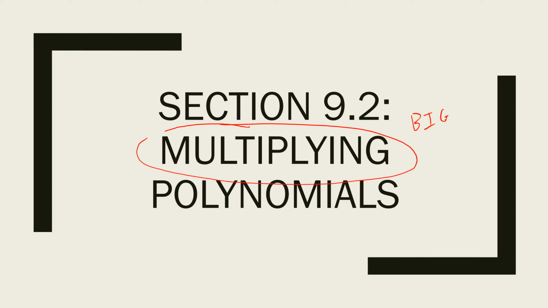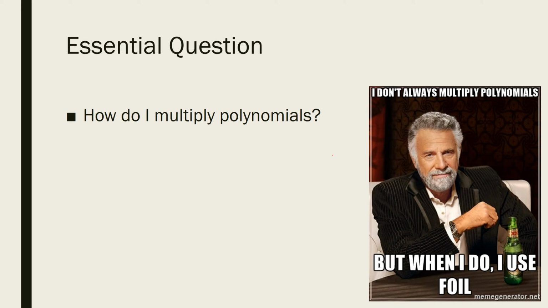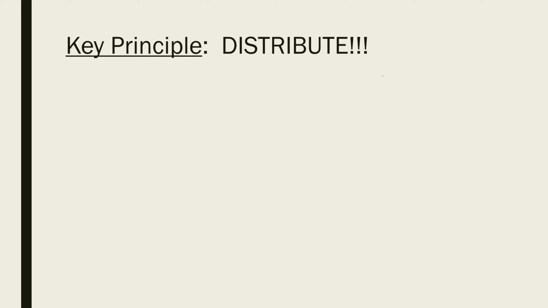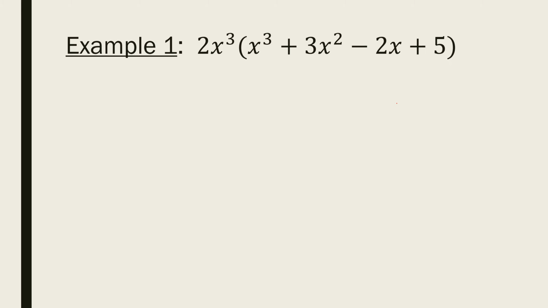So, multiplying polynomials. All right, essential question. How do I multiply polynomials? Easy. The key principle here is distribute, and we have seen distribution before. So for example, example 1. Notice here, I am multiplying a one-term polynomial or a monomial with a four-term polynomial, okay? So I'm multiplying that first guy with these next four. And it looks like distribution, right?